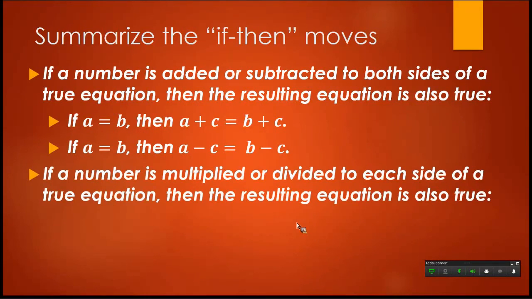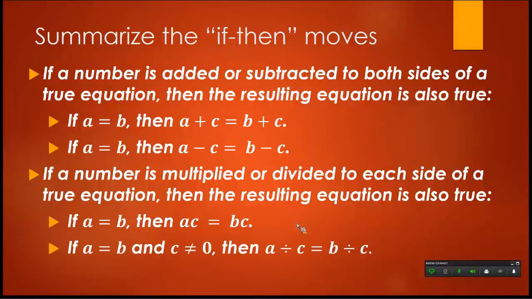If a number is multiplied or divided to each side of a true equation, then the resulting equation is also true. If A equals B, then A times C equals B times C. If A equals B, and C does not equal 0, then A divided by C equals B divided by C. These are very, very true statements. We will be using them in solving multiple one-step and two-step equations.